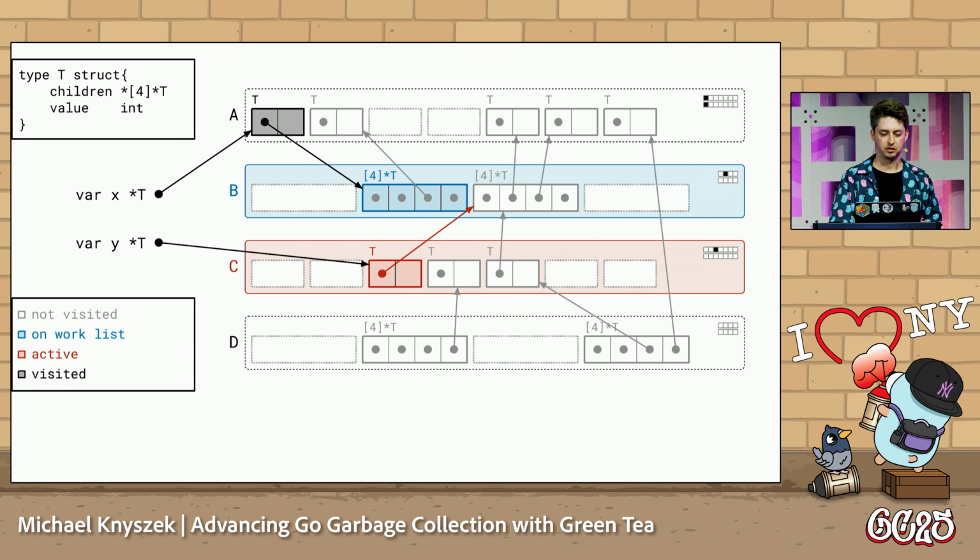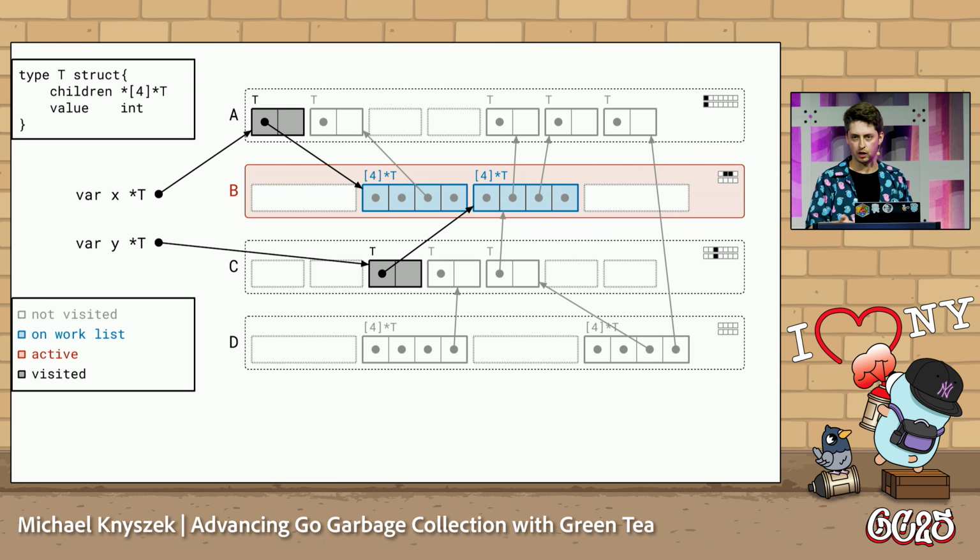Let's process the object in page C now, and we find another object in page B, which is already on the work list, so we don't need to add it to the work list. But we still need to mark the object we saw as seen to indicate that we'll have to look at it later when we process page B. And well, it's page B's turn now.